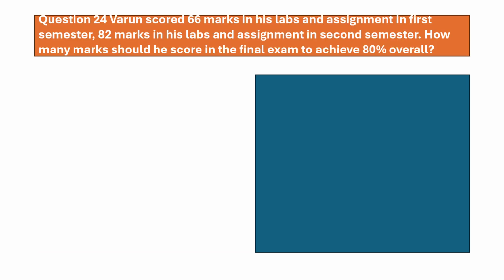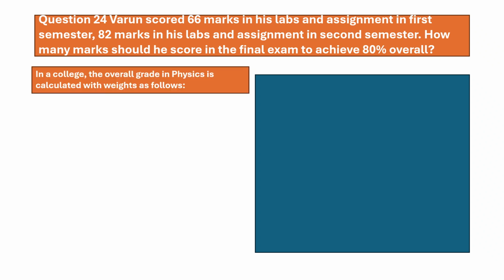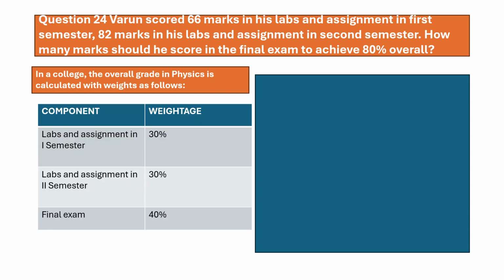Let's understand question 24. This is the last question of exercise 3.1. Varun scored 66 marks in his labs and assignments in first semester, 82 marks in his labs and assignments in second semester. How many marks should he score in the final exam to achieve 80% overall? In a college, the overall grade in physics is calculated with weights as follows. This data is given on the screen.